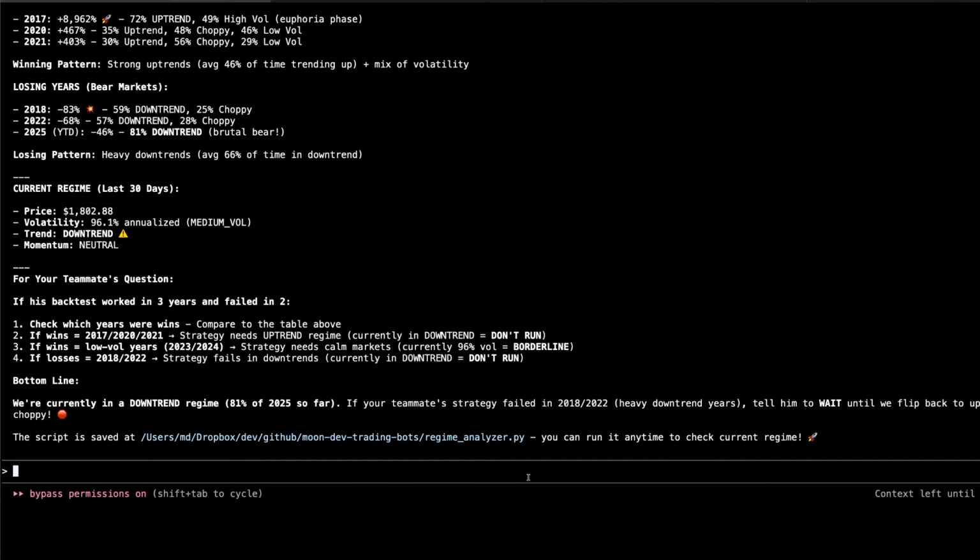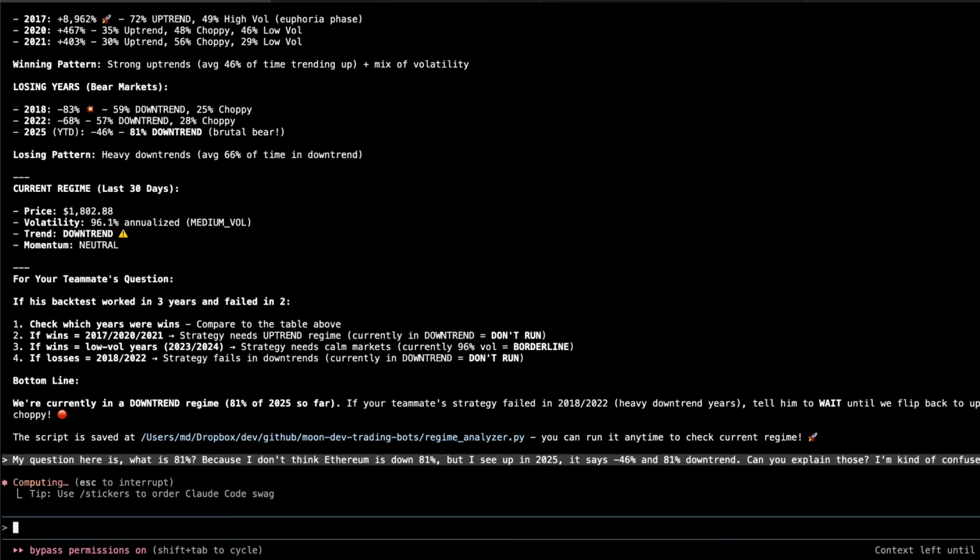So my question here is, 81%. What is that? Because I don't think Ethereum is down 81%. But I see up in 2025 it says negative 46% and 81% downtrend. Can you explain those? I'm kind of confused about the difference there.